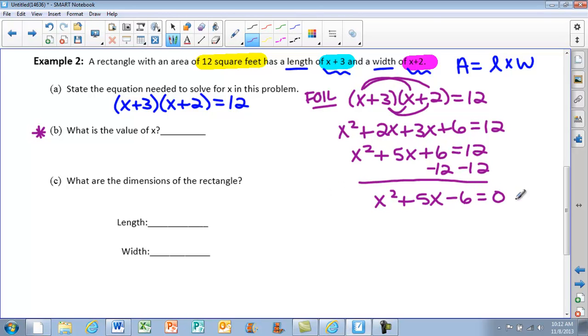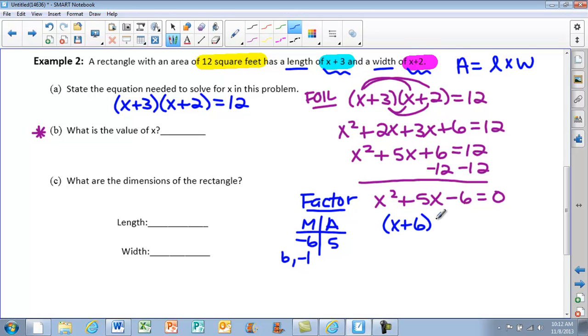So now to solve for x, we have an equation that we can factor. So now we have to factor this. It's an easy trinomial, so we could set up our MA chart. Two numbers we can multiply to get negative 6, add to get a positive 5. Our two that work are 6 and negative 1. Since it's an easy trinomial, remember I can just drop those right into my parentheses. So I have x plus 6, x minus 1 equals 0.